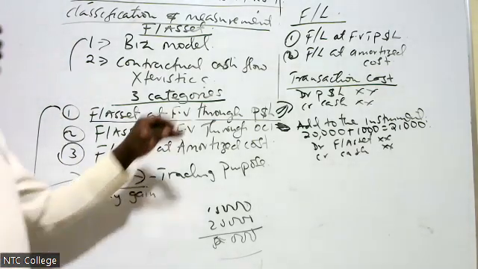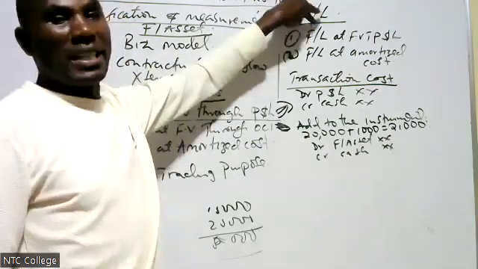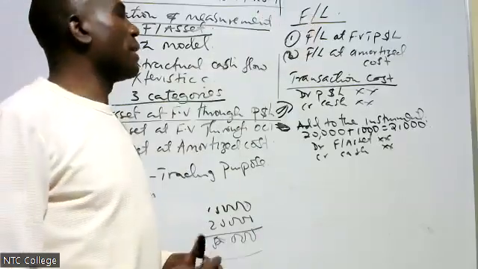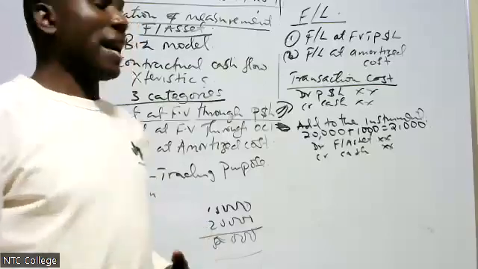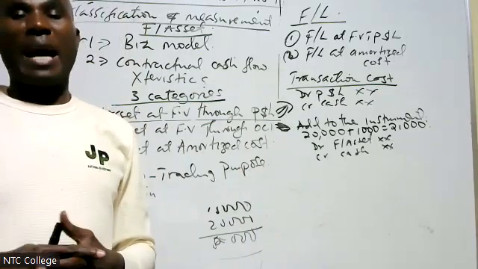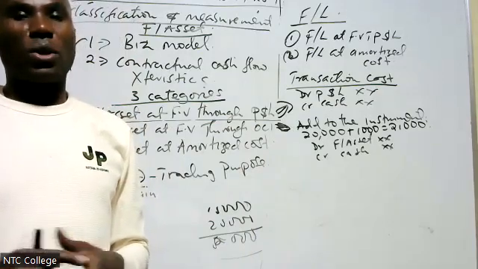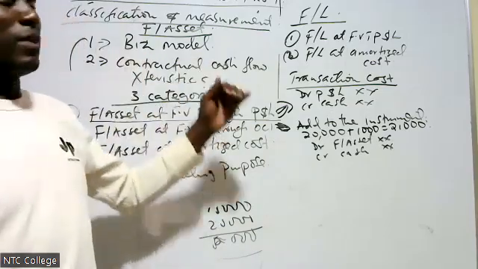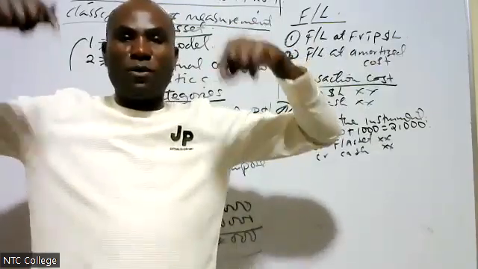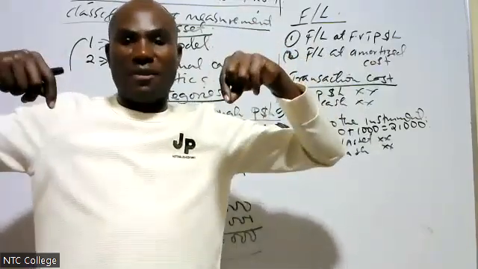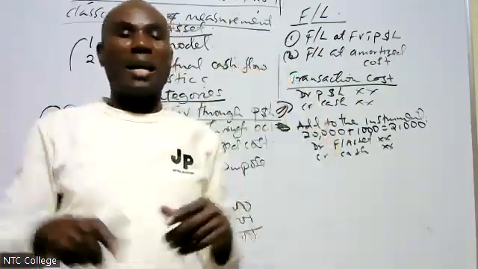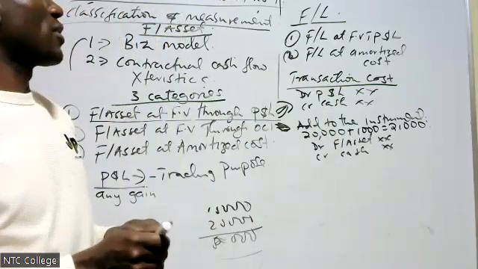Now, let's come to financial liabilities. In my financial liability, I also have what we call the transaction cost. In the liability, the transaction cost, you subtract from the instrument. If there is any liability in that instrument, you subtract it from the fair value of the instrument.